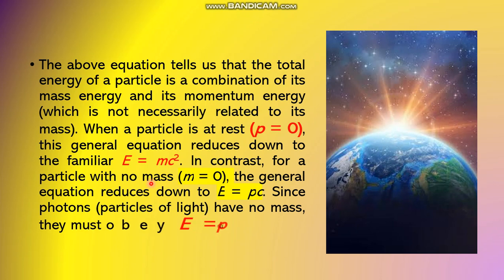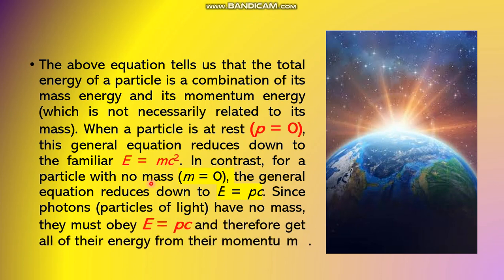When a particle is at rest, its momentum is equal to 0. This general equation reduces down to the familiar E = mc². In contrast, for a particle with no mass, m is equal to 0, and the general equation reduces down to E = pc. Since photons, the particles of light waves, have no mass, they must obey E = pc and therefore get all of their energy from their momentum.